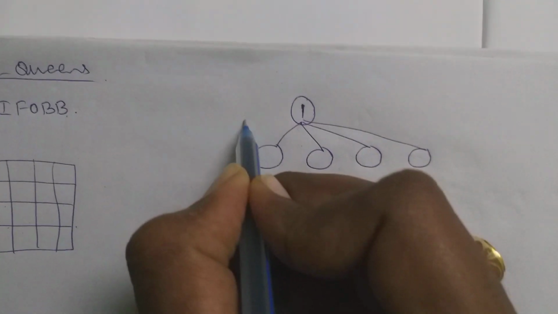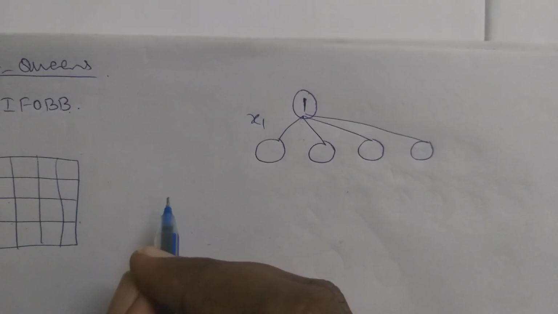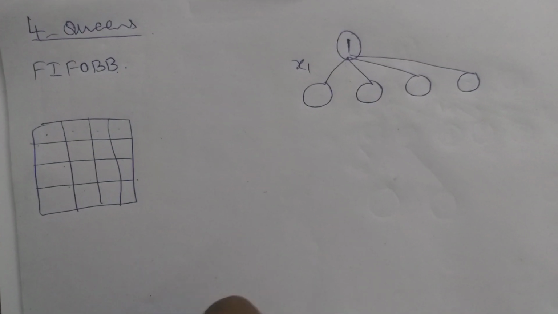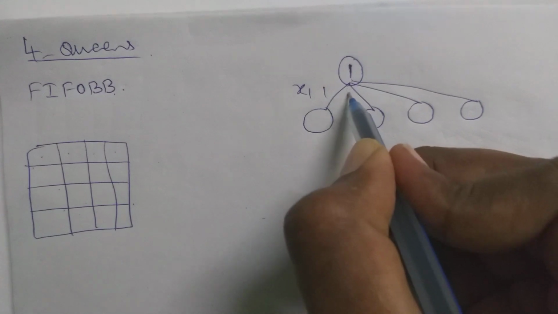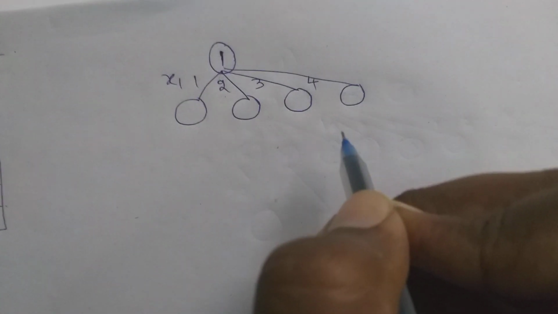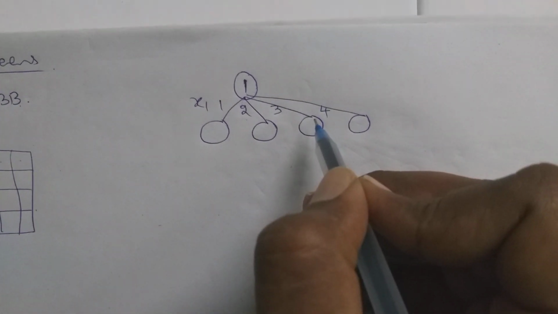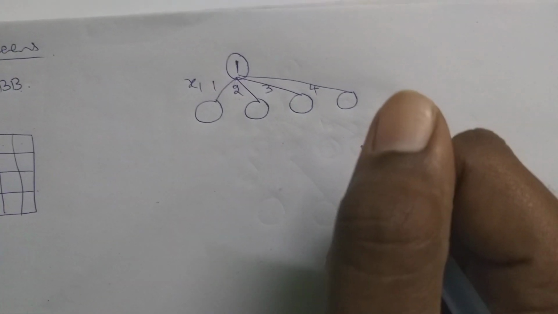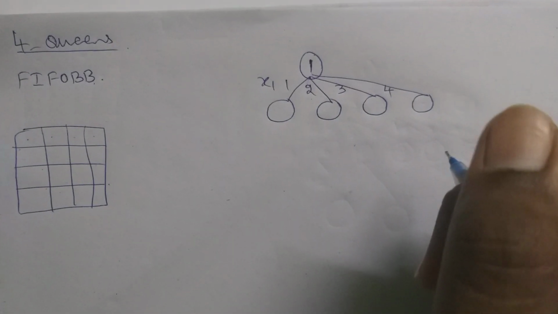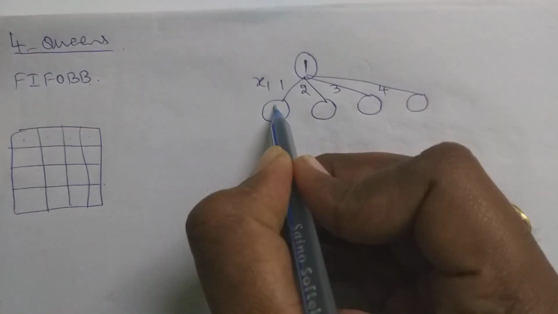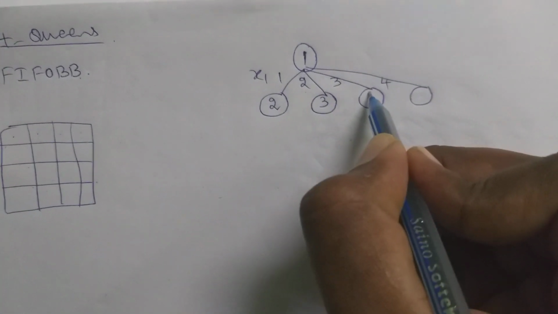Queen number 1 has 4 options. It can be placed in column 1 or 2 or 3 or 4 without any branch and bound condition failure. Remember, we are trying to generate the state space tree with a constraint that no two queens are to be placed in the same column. That is the only constraint we are trying to use. Queen number 1 has 4 different options and all the nodes are generated in this order.